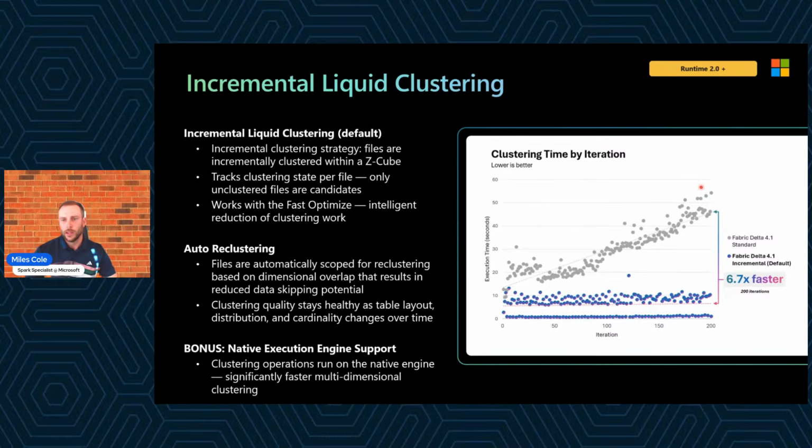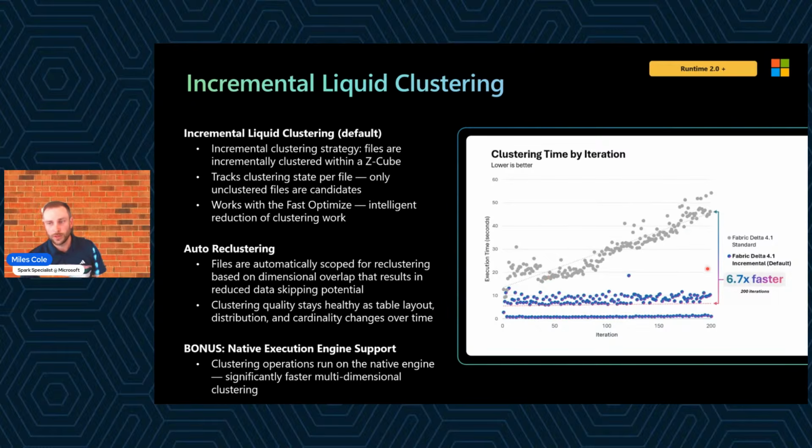In this benchmark on the right-hand side, I was comparing a scenario where we run 200 merge iterations over time to simulate a typical customer workload where they're running frequent merges. And then we perform optimize after every single merge operation to cluster those files. You can see that even Fabric Delta, with this feature disabled, as the number of writes increases over time, has a linearly growing increase in the time it takes to cluster that data.